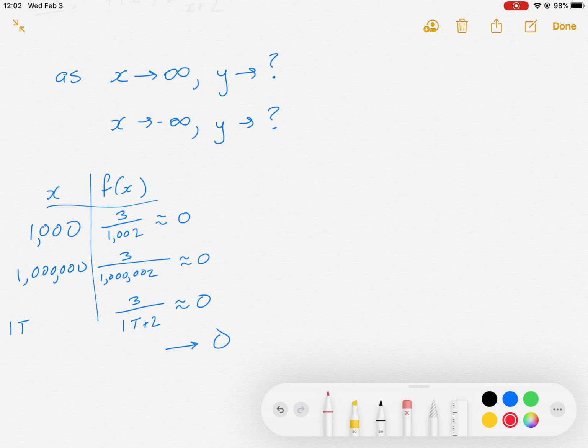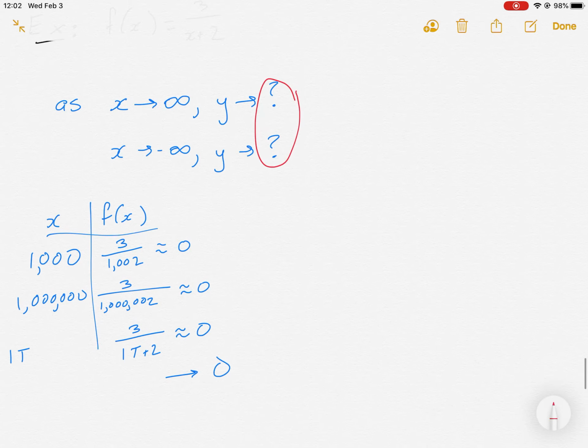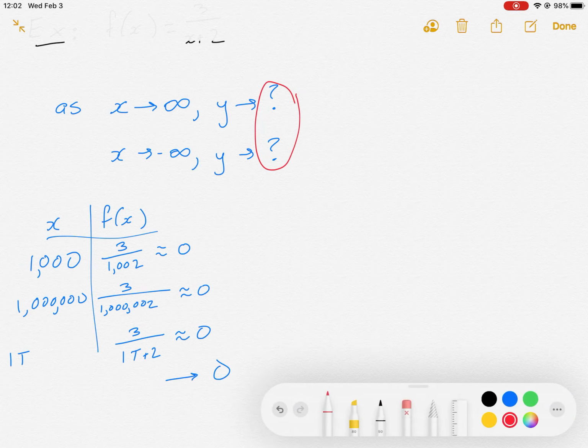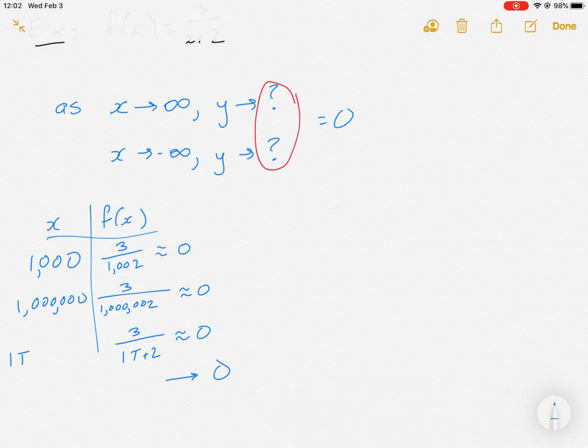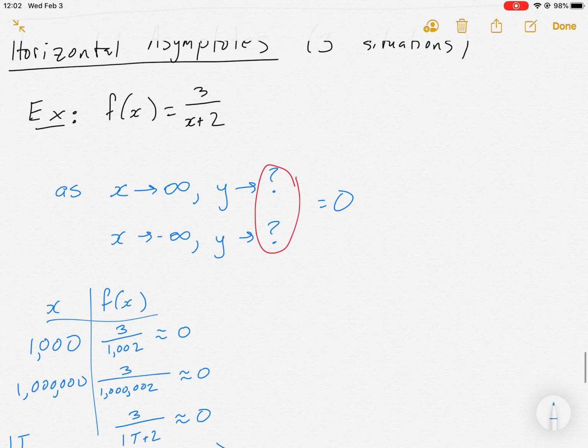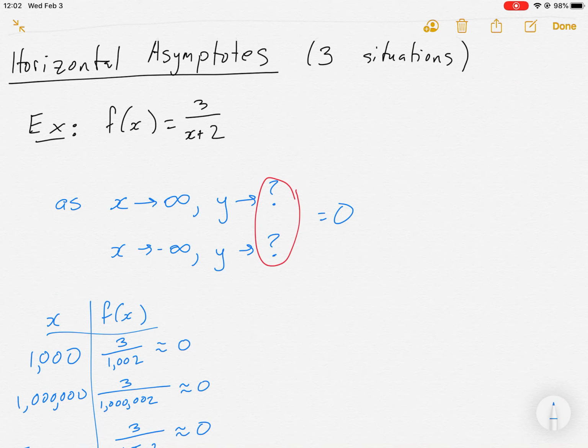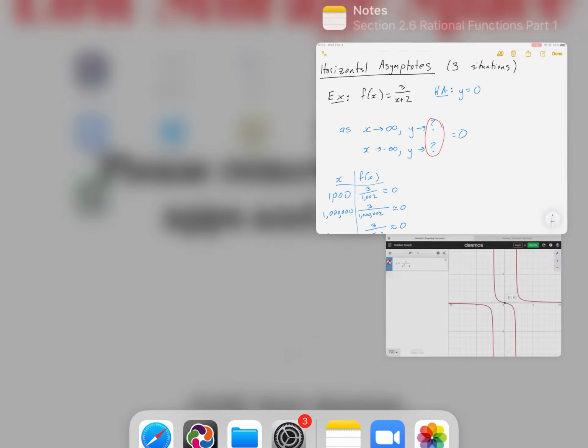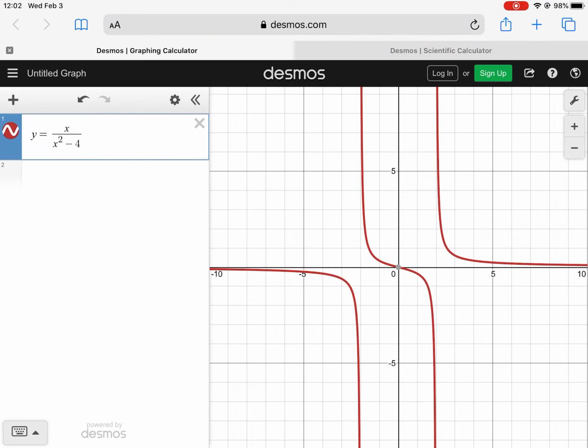So, going back to my original question, what number is y tending towards as x gets to very, very large values? And you could plug these into the calculator as well. Eventually your calculator will just tell you that this actually would be 0. So for this function here, we are going to end up with a horizontal asymptote at y equals 0. And we can go ahead and graph that.